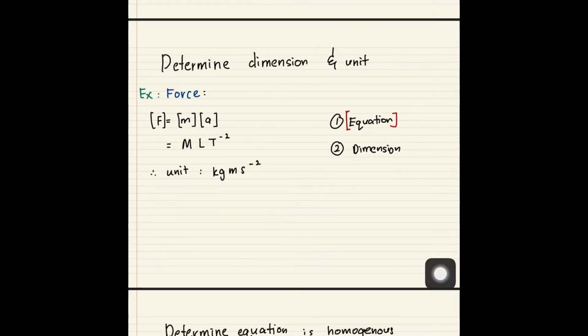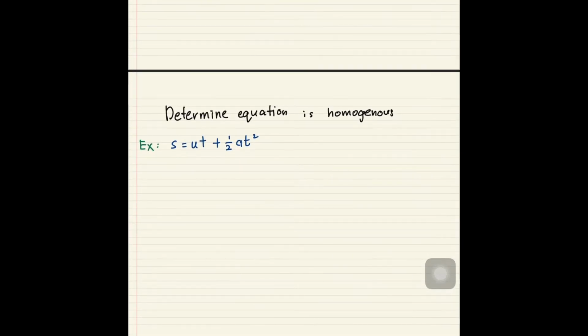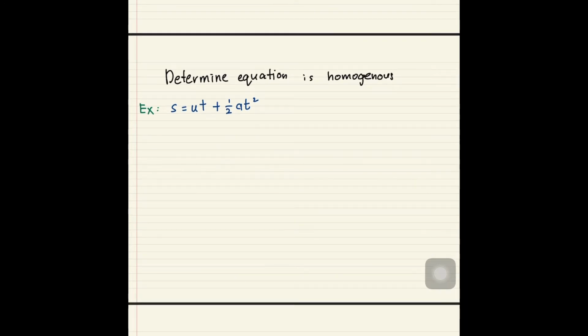Okay, for the next example, if the question wants you to determine whether the equation is homogeneous or not. So you're given an equation, s equals to ut plus half at squared. So normally I would like my students to do the left hand side and the right hand side separately. So something like this, left hand side.